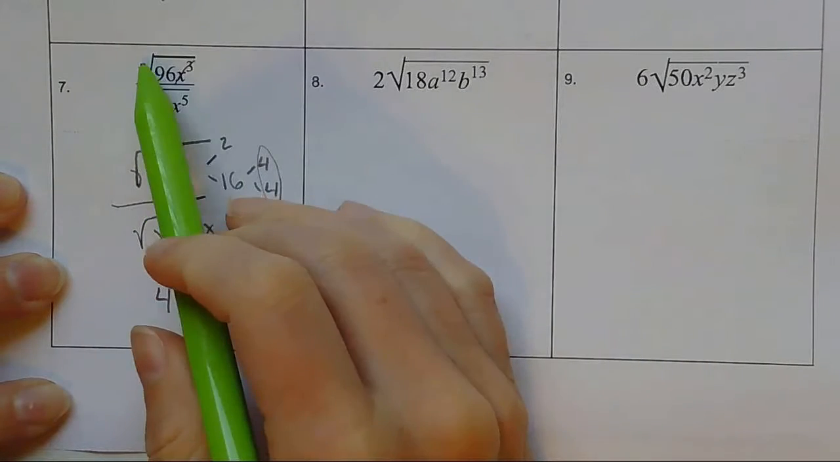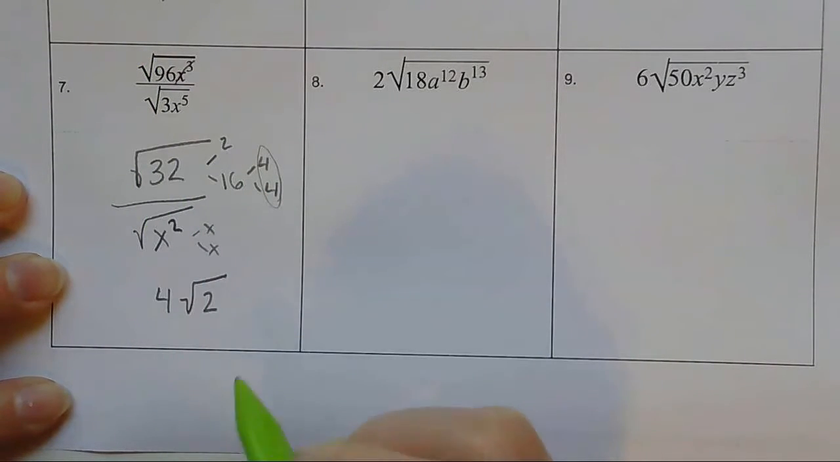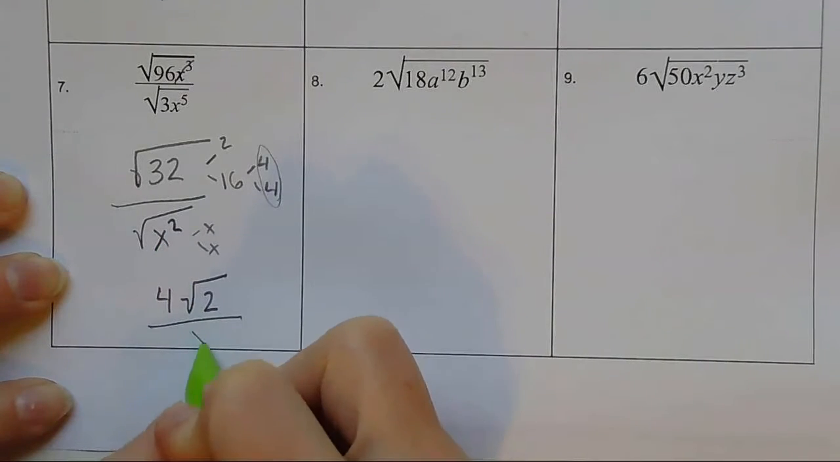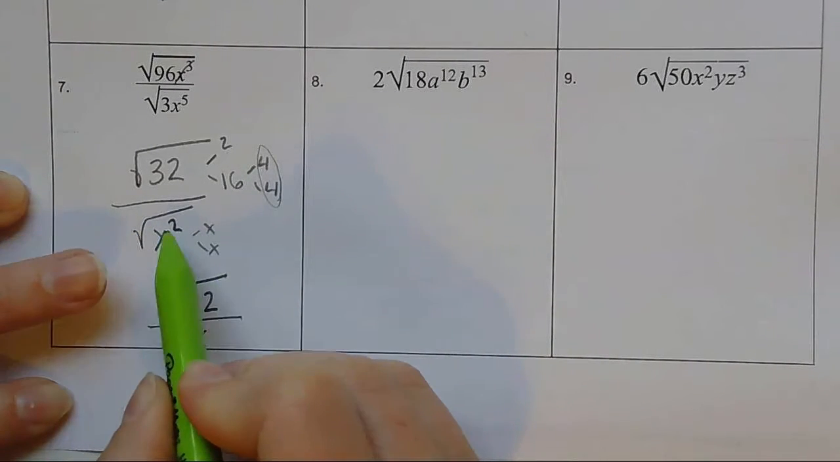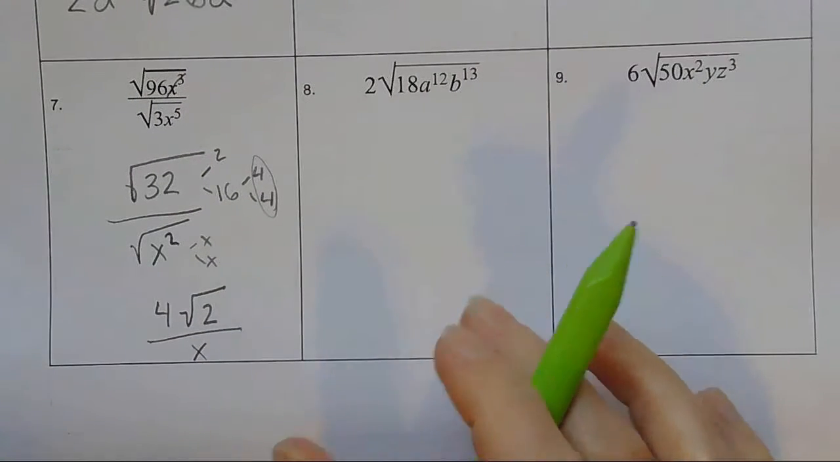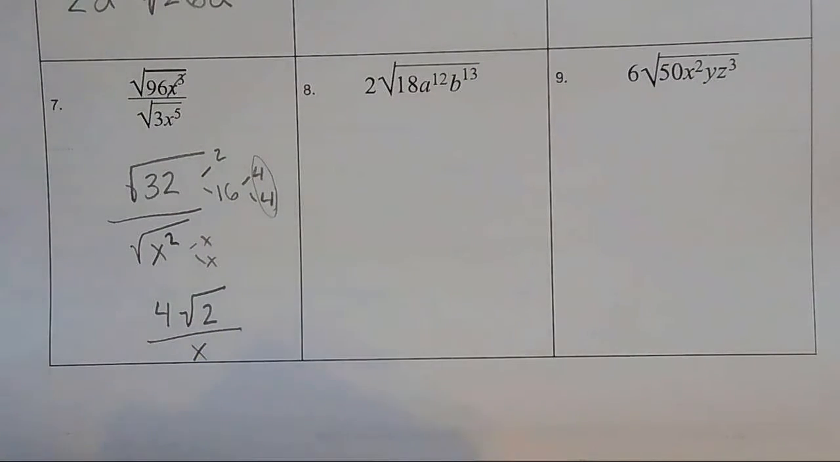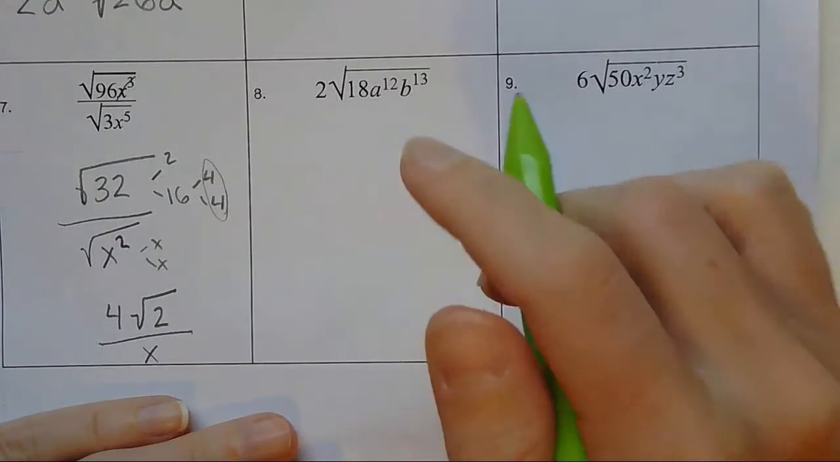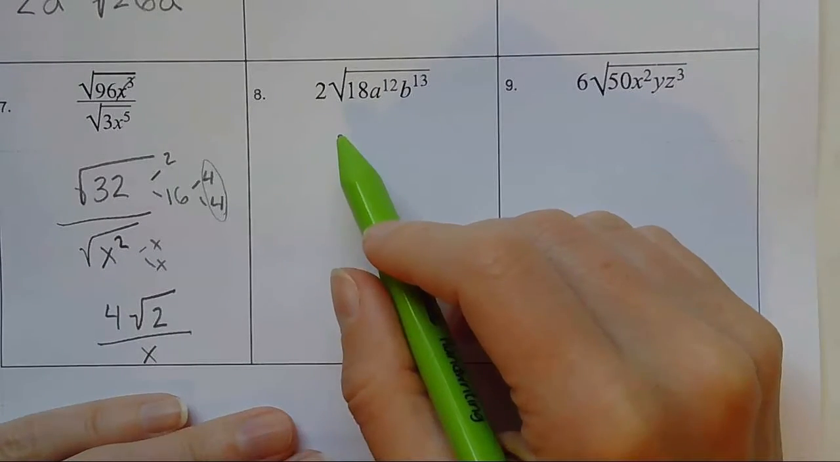And you don't need to write the 2 index if it's just a regular old square root. Okay, and on the bottom, the square root of x squared is just x. The square root of x squared, and that's an inverse operation. When we do cube root of x cubed and fourth root of x to the fourth, that's also an inverse operation. Okay, so now let's do some that have some stuff on the outside.